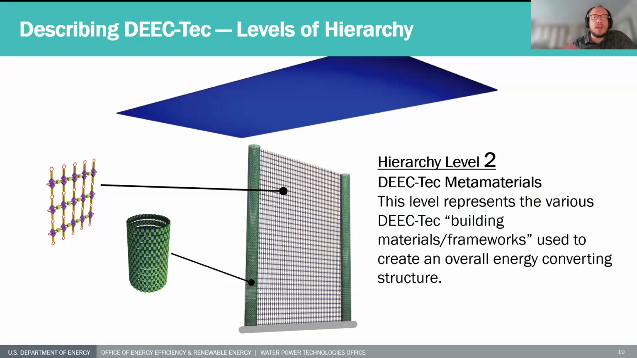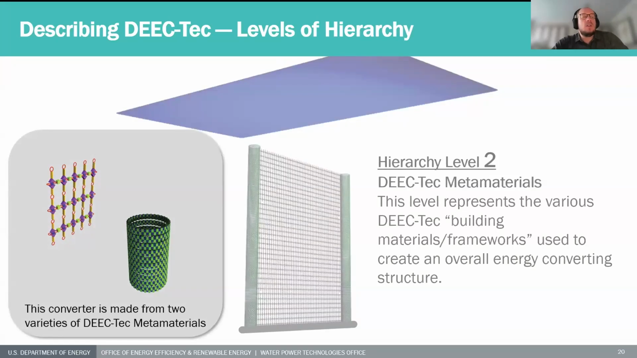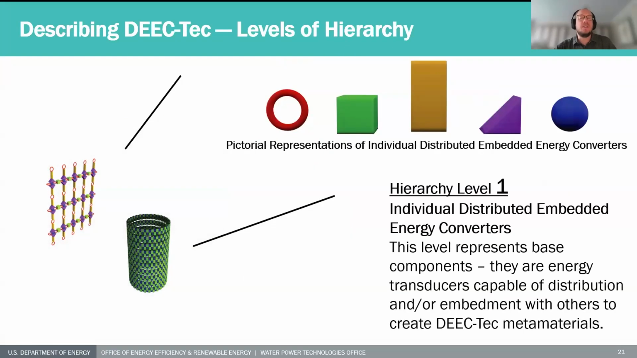We have a DEEC-Tec metamaterial that's a lattice, which is indicated on the far left, and we also have a DEEC-Tec metamaterial that's a column, shown in the bottom left. So this converter is made from 2 varieties of DEEC-Tec metamaterials. And what I want to point out is that not only is this converter made out of 2 different types of DEEC-Tec metamaterials, but the metamaterials themselves are made up of individual distributed embedded energy converters, which is the first hierarchy level of DEEC-Tec.